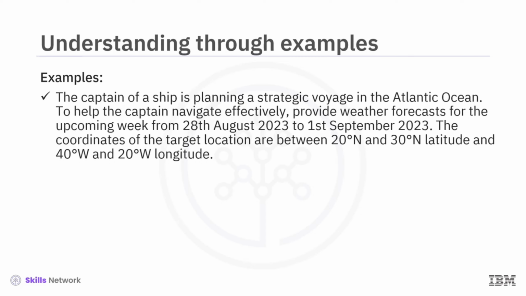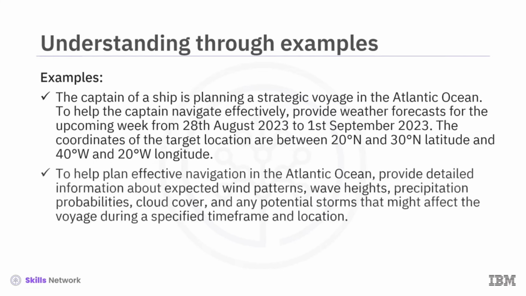2023. The coordinates of the target location are between 20 degrees north and 30 degrees north latitude, and 40 degrees west and 20 degrees west longitude. The captain must also indicate whether he requires specific output, like should the model return information on other weather elements that could affect the voyage.